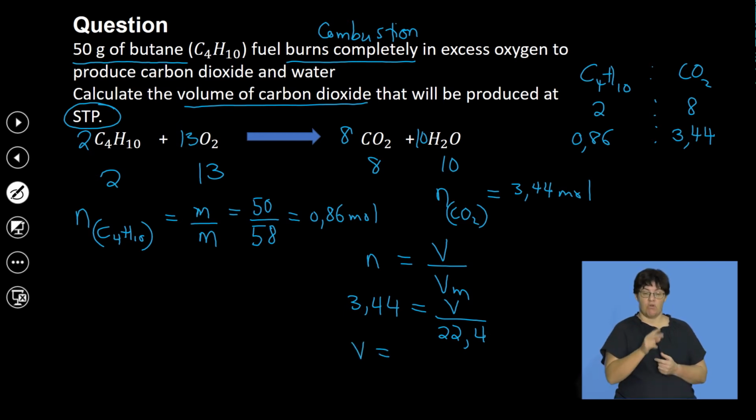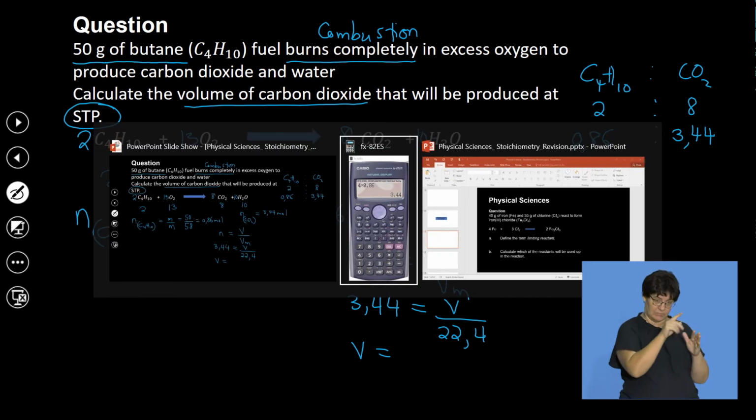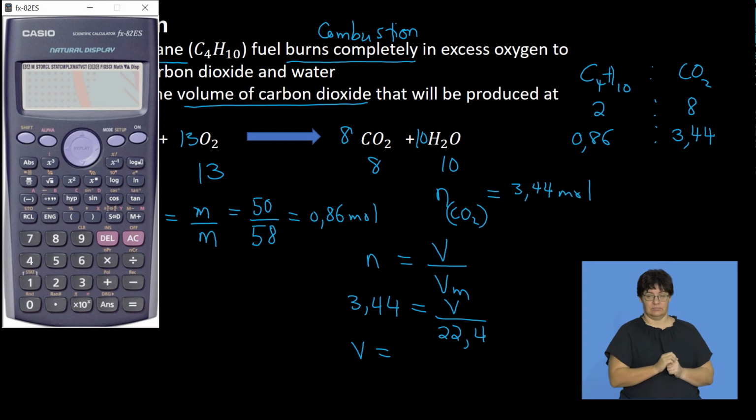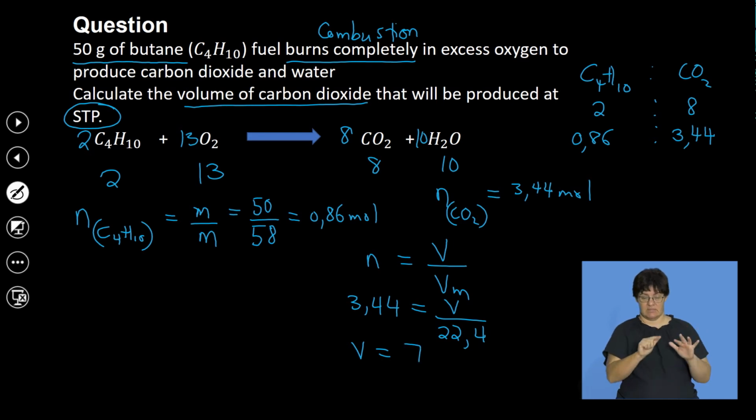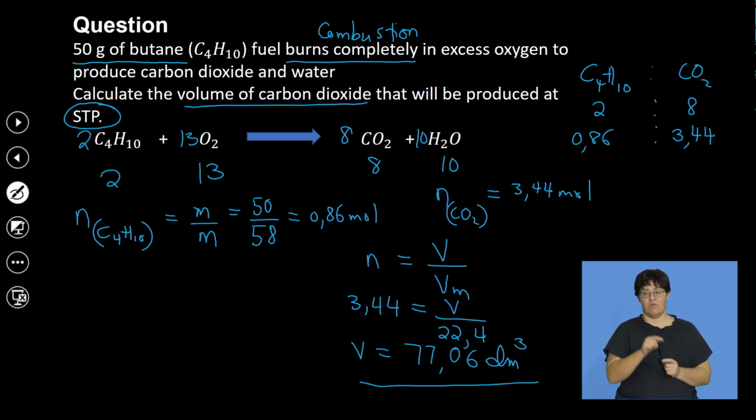So our volume is actually the product of the moles of carbon dioxide and the molar gas volume. To get that, we can simply do our calculation, 3.44 multiplied by 22.4, which is a constant, right? Okay, this gives us a value of 77.06 cubic decimeters, right? So that's the volume of carbon dioxide that will be formed.